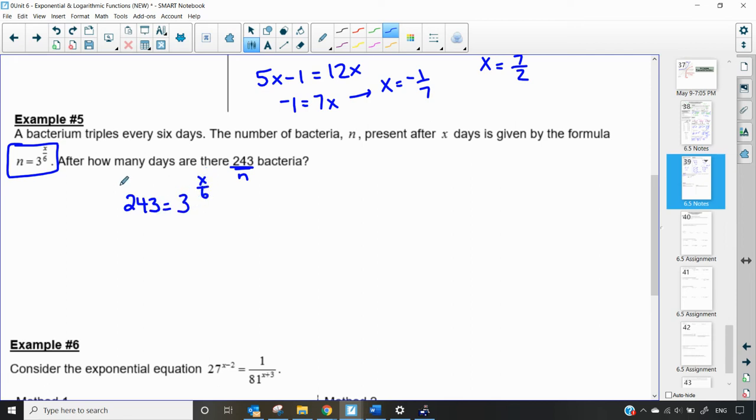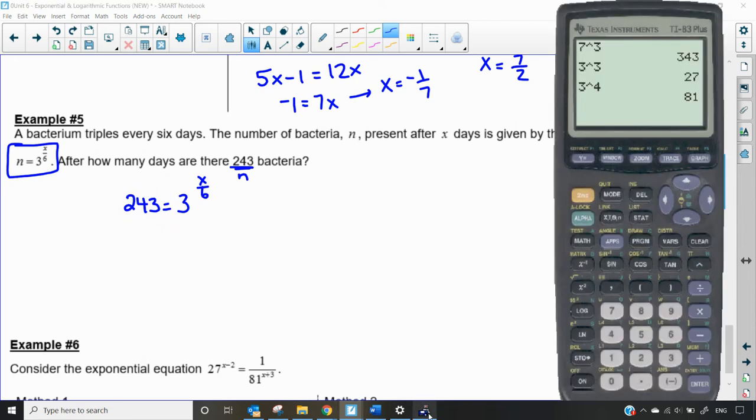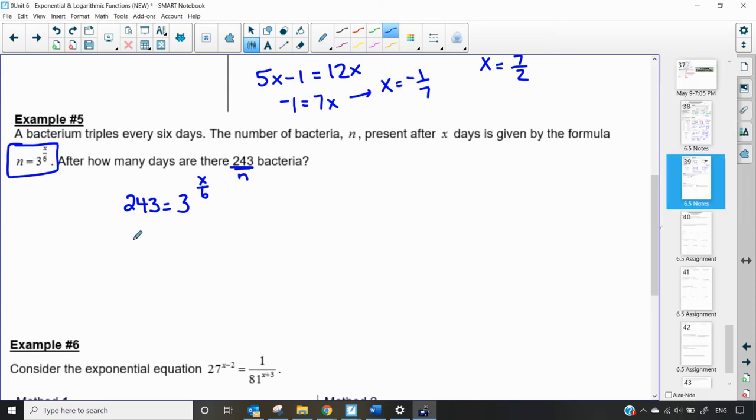So to solve this question, we're going to have to rewrite 243 as base 3. So 3 exponent 4 is 81, so let's try 3 exponent 5. 3 exponent 5 is 243. So 3 to the 5th equals 3 to the x over 6.